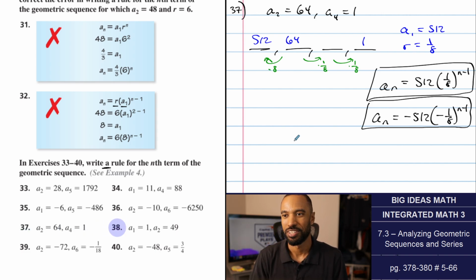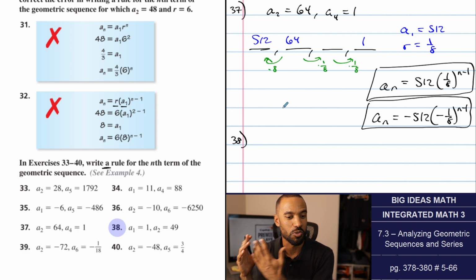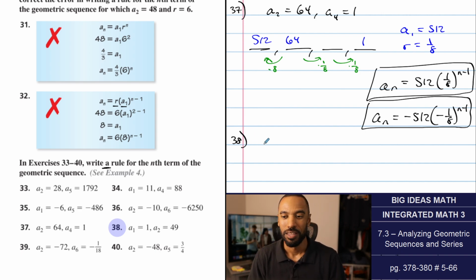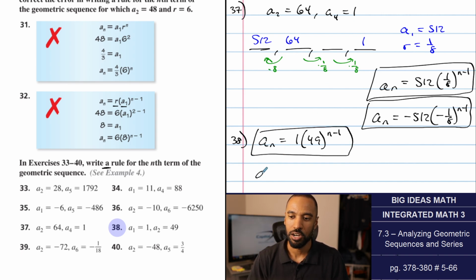Oh, guys. Listen. How do I write 38 other than the answer itself? They gave us the first and second terms. The first term is 1. The second term is 1 times 49. So, guys, now, this is a way to write the answer. I would prefer to write just 49 to the n minus 1 power. There's not much to say on this one.